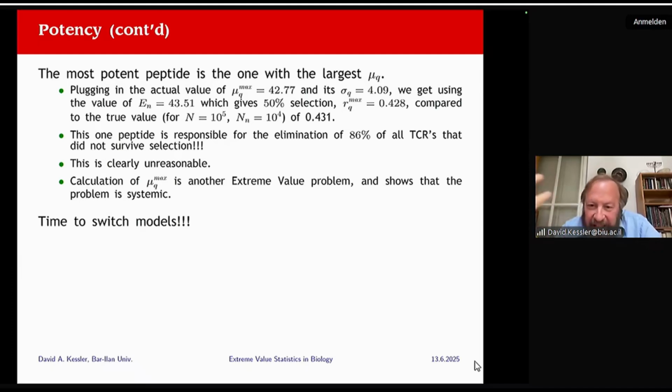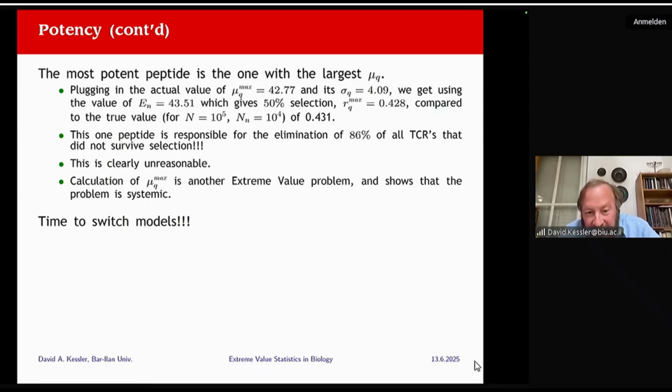So that's truly ridiculous, because then everything depends on whether this one peptide is in your training set or not. And that would be horrible. Clearly, that's not where you want to be. Now you can actually calculate what this mu Q max is if you felt like it, but we did, and it shows that the problem is systemic. It's not just a bad choice of parameters. It happens generically, which means that it's time to cut and run. This model is clearly wrong.